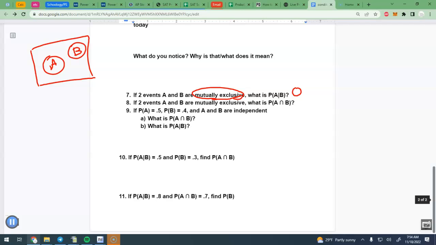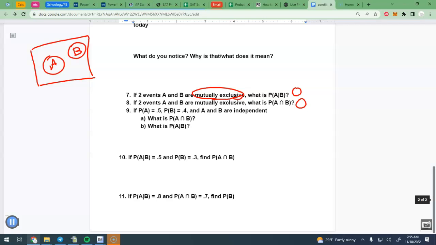And then 8, well, what does that symbol mean? The probability of A and B is the probability I'm in both. But mutually exclusive means you can't be in both. So what's the probability we're in both? 0. Those two okay? Alright, number 9.